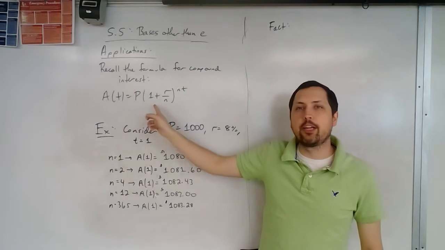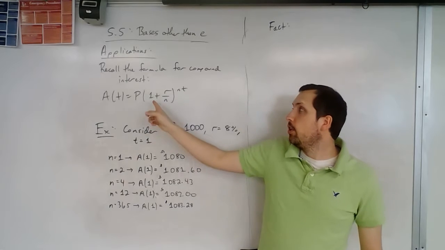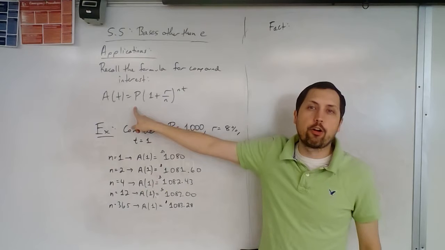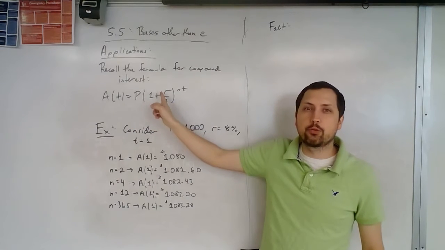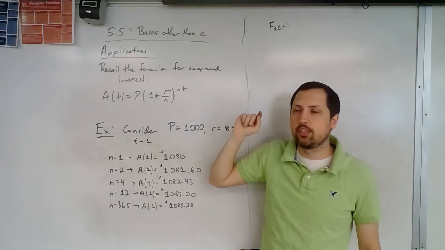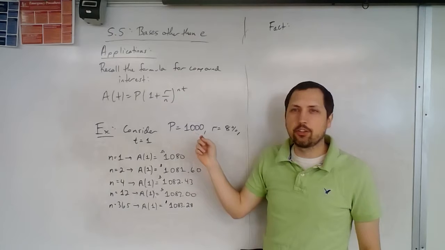Remember, this is for compound interest when we're compounding some number of times per year. A of t is the amount in the account after t years, P is our principal, our initial investment, r is our interest rate, n is the number of times it's compounded per year, and t is the number of years.